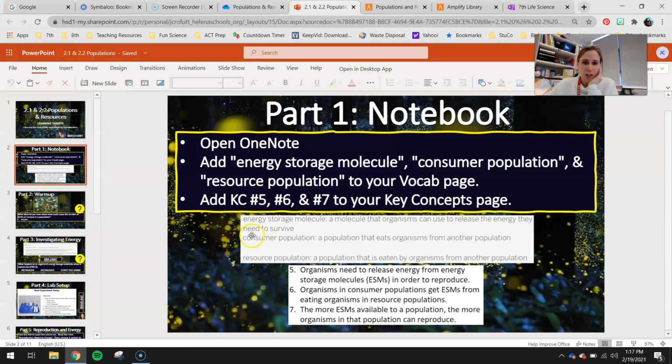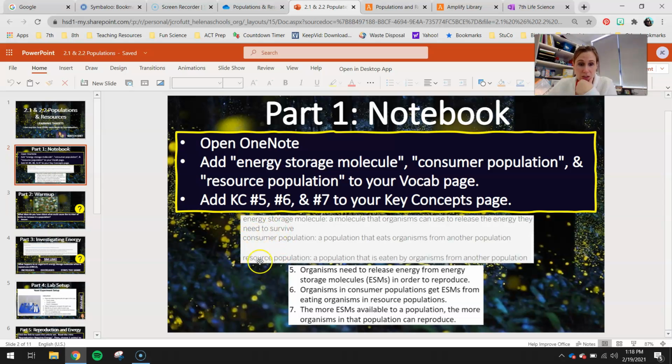Here's my vocab. Hopefully it all loads for me quickly. And it's there. An energy storage molecule is a molecule that organisms can use to release the energy they need to survive. Obviously, if you're a prey and you're running from a predator, you need a lot of energy, and there are other reasons as well. A consumer population is a population that eats organisms from another population, and a resource population is a population that is eaten by organisms from another population. Those are your three vocab.